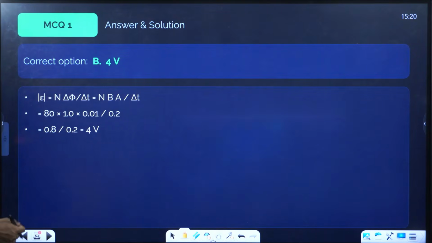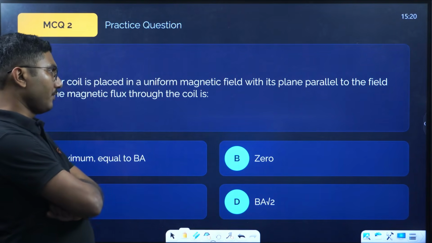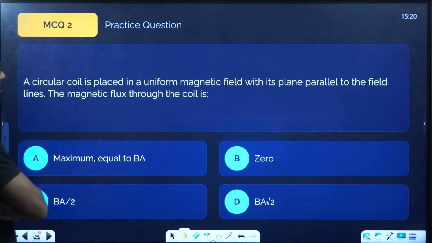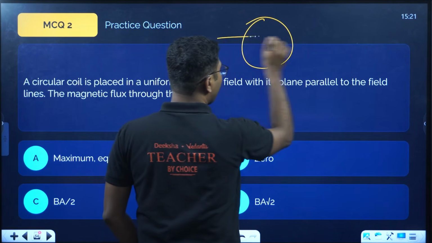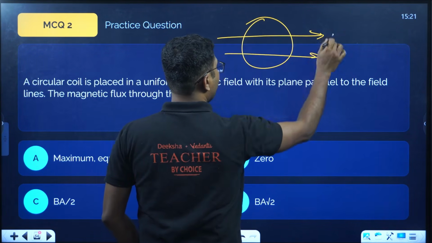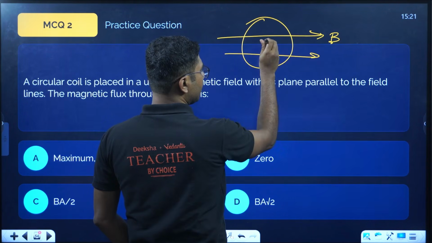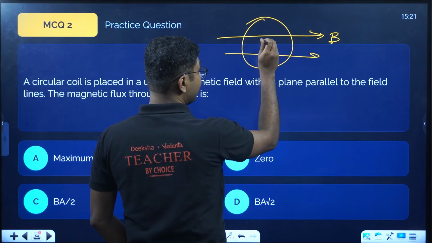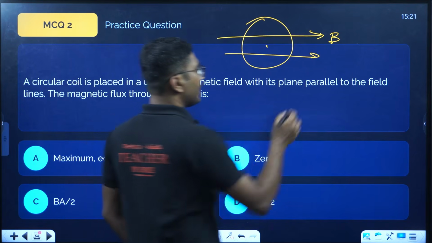Next, as you can see, the solution is given, 4 volt. Next, a circular coil is placed in a uniform magnetic field with its plane parallel to the field lines. The magnetic flux through the coil is. So the circular coil is placed with its plane parallel to the magnetic field. As I mentioned here, this is the plane, this is the area vector, this is the magnetic field vector. So the angle between them is 90 degrees.